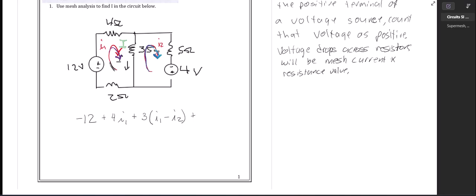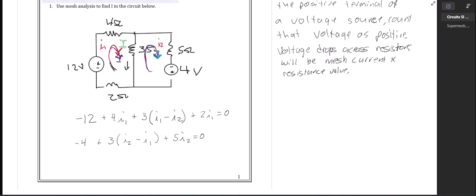And then plus, and we have this 2 ohm right here at the bottom, 2I1 equals 0. And then on the branch on the right, I'm going into the negative side of the 4-volt voltage source, so I'll be negative 4. And then plus, and then I've got the middle branch there. That's going to be 3 ohms times my current, which is I2, minus the current going in the other direction, which is I1, plus 5I2 equals 0.